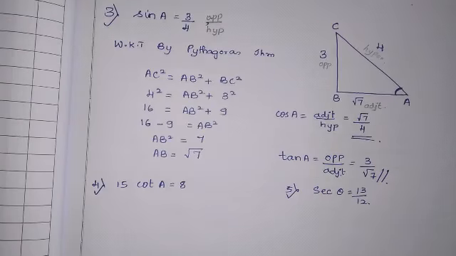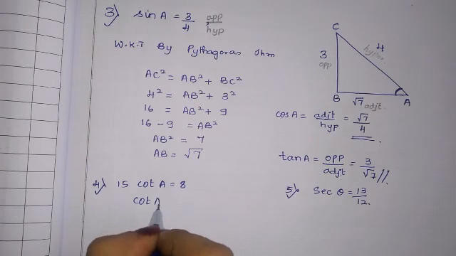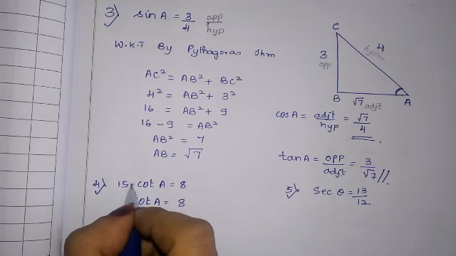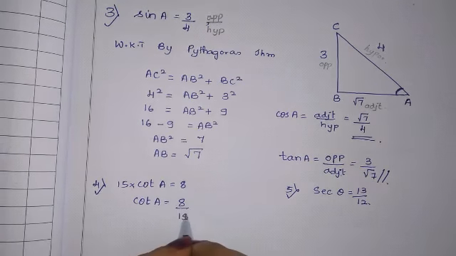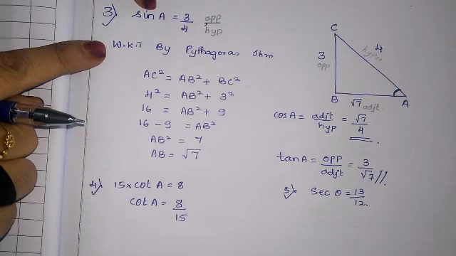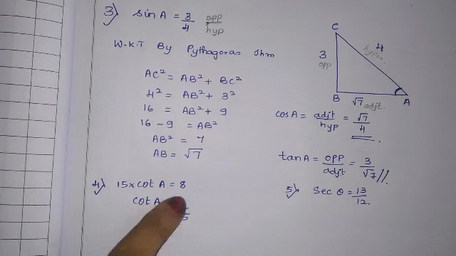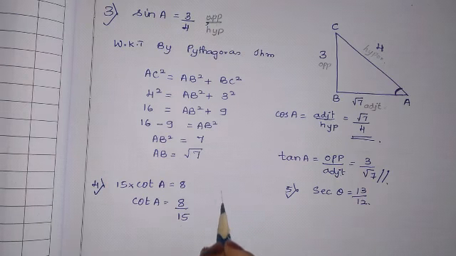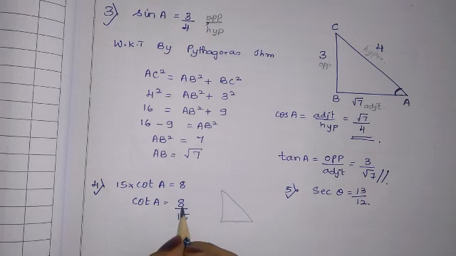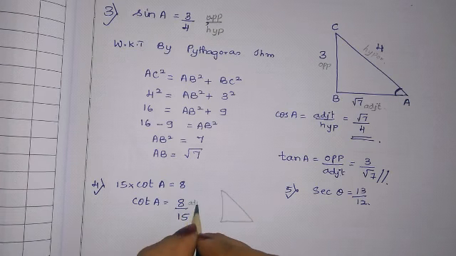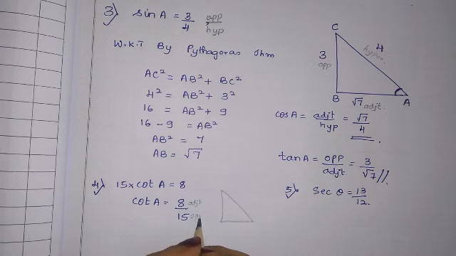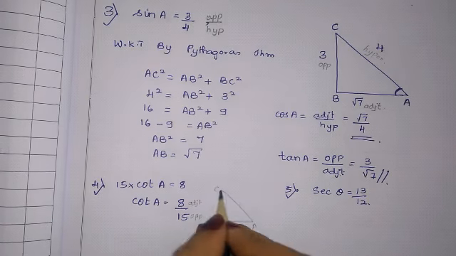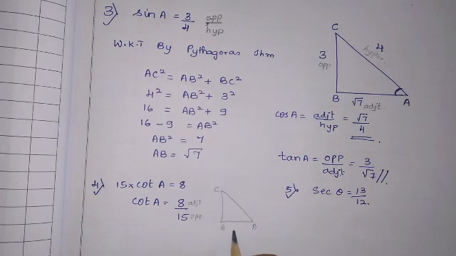Why have they told it like this? This is nothing but cot A is equal to 8 by 15, since 15 is in multiply position, it will come and divide. Now same as how I have done here, sin A is 3 by 4, cot A is 8 by 15. What do you have to do? You have to draw one triangle. You should know cot is nothing but adjacent upon opposite. A, B, C. Cot what? Adjacent. Where is the adjacent side? This is the angle, this is adjacent, this is opposite. 8 upon 15. You have to find this by Pythagoras theorem.